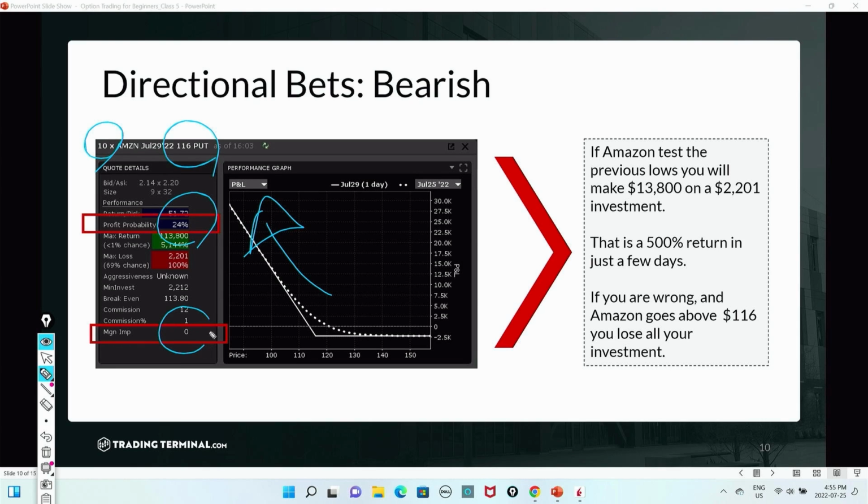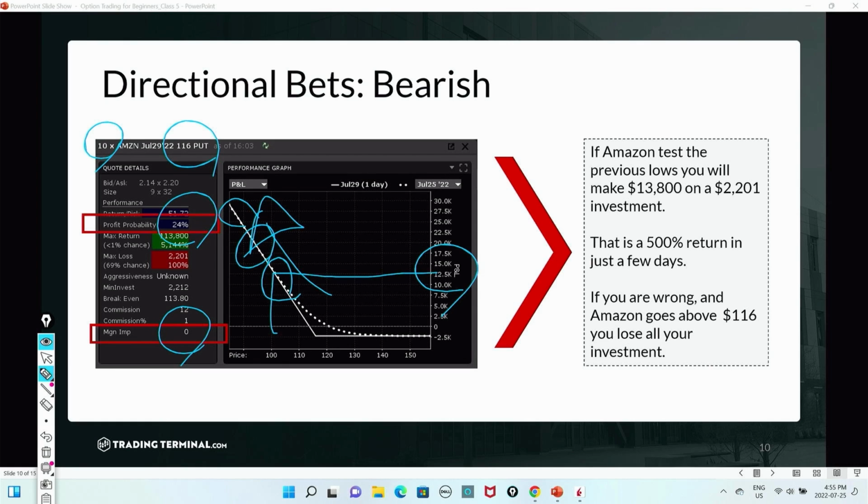And take a look at your margin impact, 0. Since you're paying for the premium, you already know how much you're going to lose, so your broker doesn't require you to put up more money and put up more collateral. So you definitely need to pay attention to that. So in this case, for every dollar that Amazon goes lower, you get to make more and more money. So if Amazon goes to 100, you probably make around 12.5K.